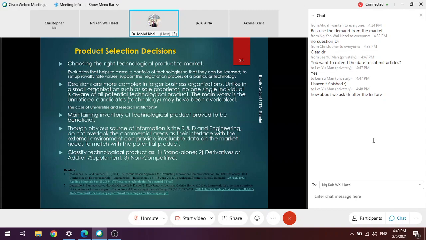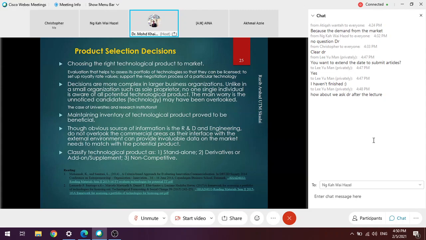Okay, and the next one is the product selection decision, choosing the right technological product to market. So you have to do the evaluation, an evaluation that helps to assess its portfolio of technologies so they can be licensed, to set up royalty rate values, and support the negotiation process of a particular technology.